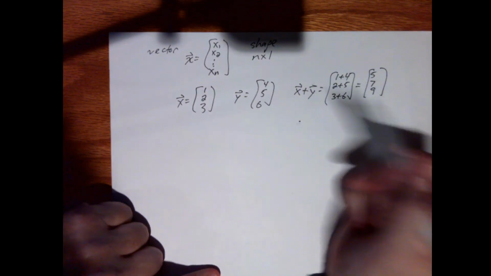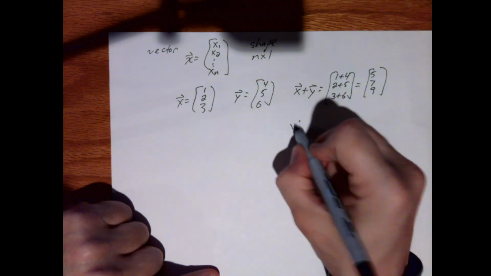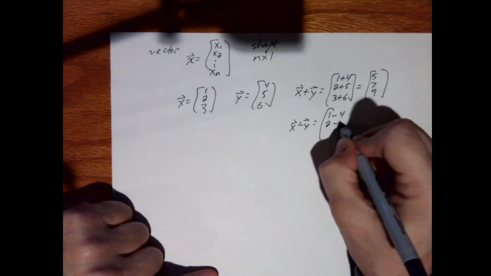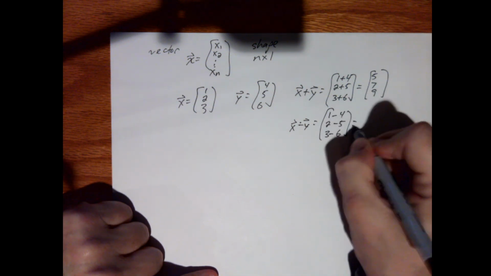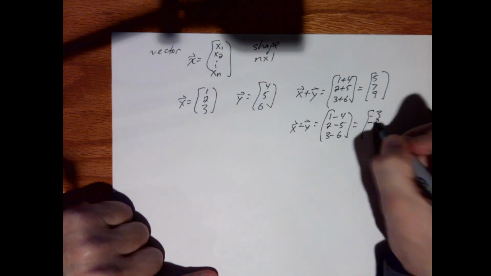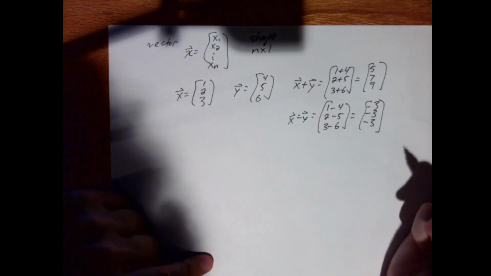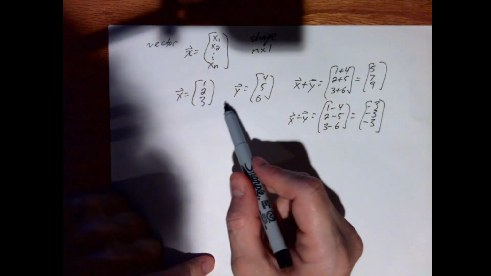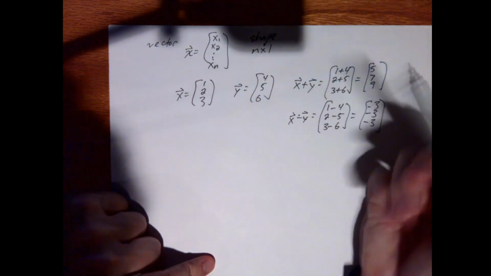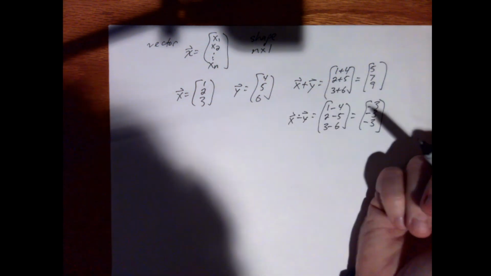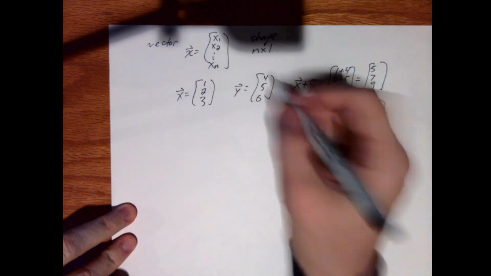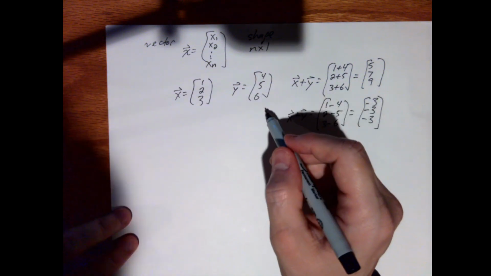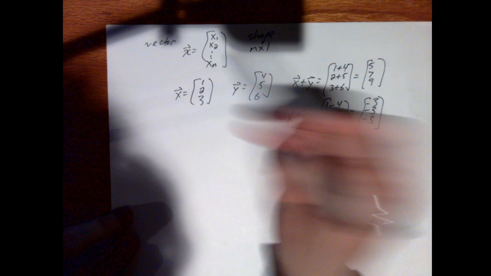Subtraction works just like with matrices. If I had x minus y, this would be 1 minus 4, 2 minus 5, 3 minus 6, which simplifies to minus 3, minus 3, minus 3. And then associativity would also apply. If I had a third vector and I want to add it to these, I have to pick 2 to add, and then I add the third to that. Okay? So really you can think of vectors as being like n by 1 matrices in terms of these rules. They're the same whether it's a traditional matrix or it's a vector in this case.